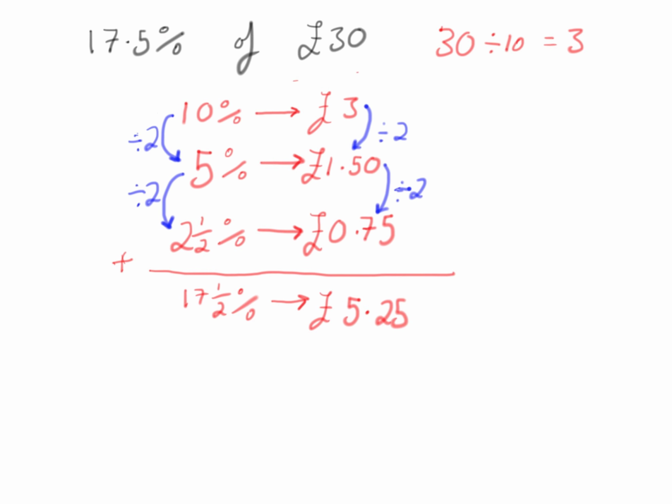So there we go, there's a method. If you need to find it on a non-calculator paper, you could break it down into smaller chunks. Remember, if you're finding 10%, you just divide your original amount by 10, and then you can work from there. You could divide it by 10 again to find 1%, or divide it by 5 to find 2%, but break it down into nice, small, easy chunks, and then add them all together at the end to find your answer.